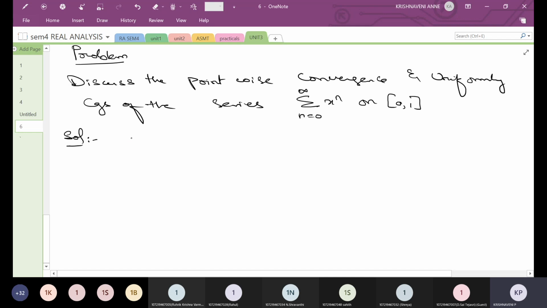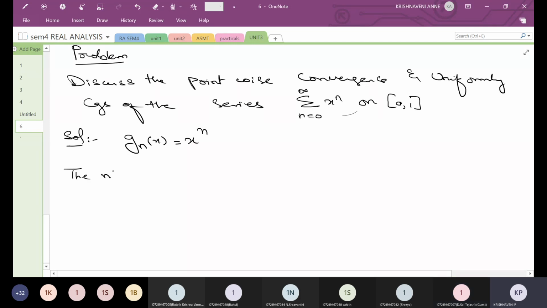So first we will write down what is given here. What is Gn of x? See the series, and can anyone tell me what is Gn of x here? What is Gn of x from the series? x power n. Yes. So Gn of x is x power n.